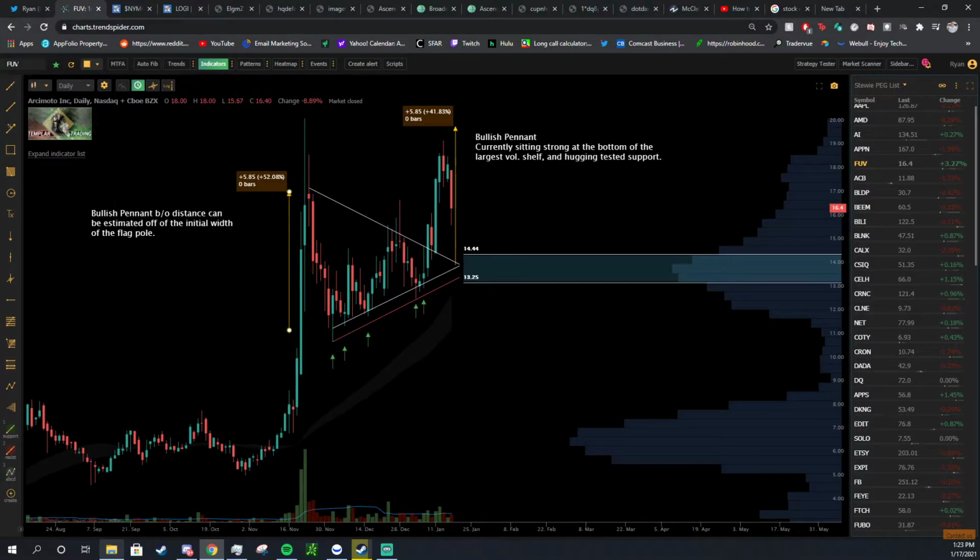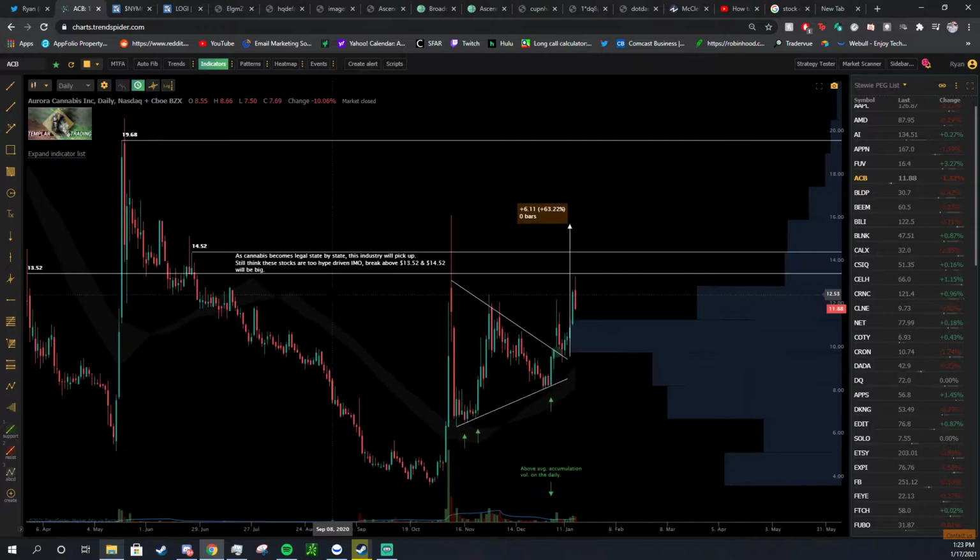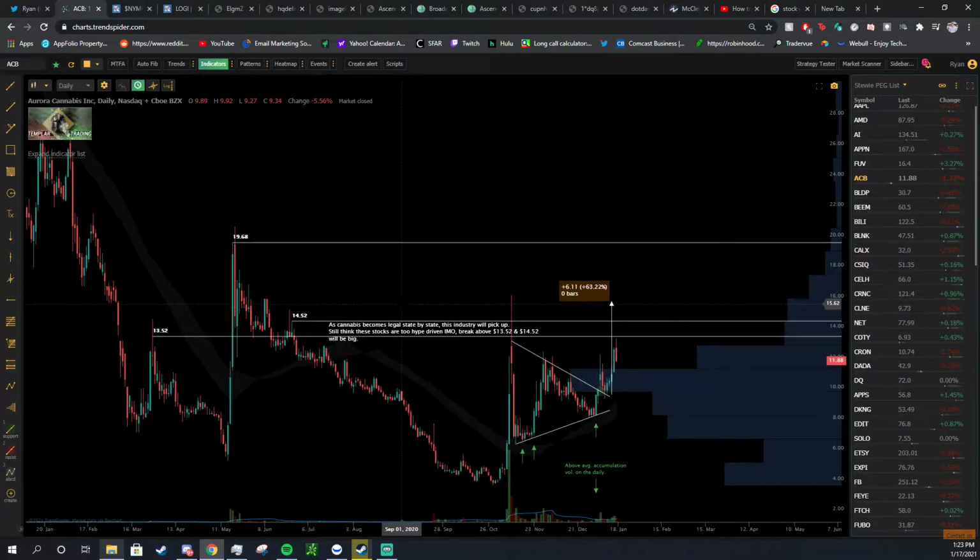Okay, let's go to ACB. Incredibly similar chart, just a little bit more whippy. Something to note, the marijuana sector has been incredibly hot right now. I'm pretty sure most of us have played it once or twice. And this is a very interesting time in our history because, at least in the United States, marijuana is becoming legal in states and decriminalized across the country.